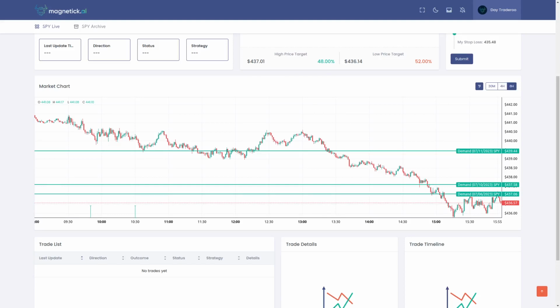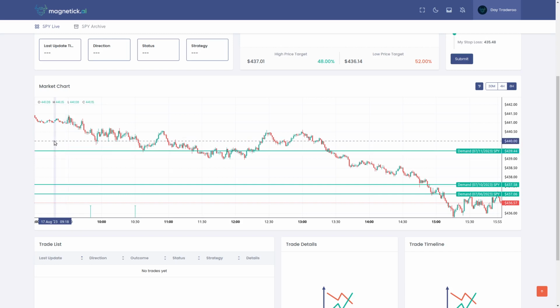Today I'd like to talk about how to trade SPY using demand levels that we have on Magnetick AI. So if you go to Magnetick AI prior to market open every day, 30 minutes before the market opens, and turn on demand levels on the market chart, you will see a bunch of green levels popping up. These are daily lows from prior days that have not been taken out yet, meaning that we are still expecting buying orders to sit there.